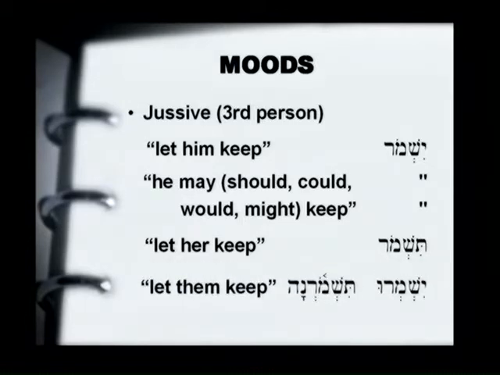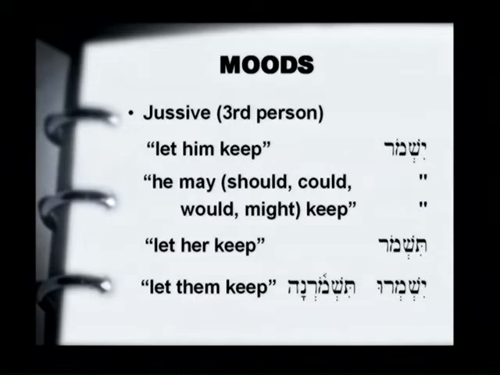The plural, let them keep. She may keep. She should. She could. She would. She might. They may. They should. They could. They would. They might. All are potential. Okay? All of these can be involved. How do you determine again? Context. The form does not tell you which of these translations to choose. Context and context alone tells you which translation to use.